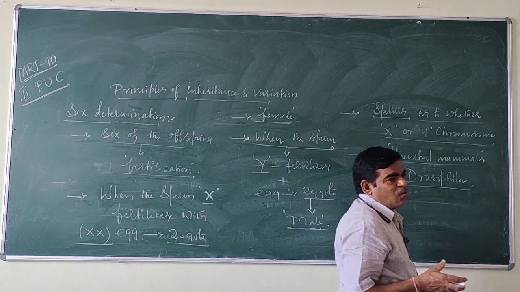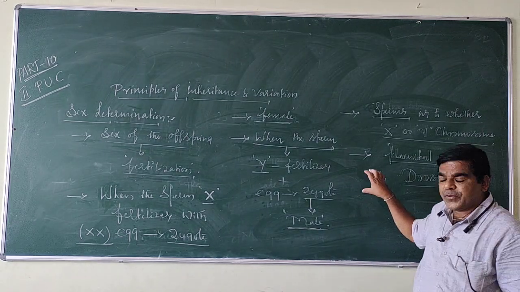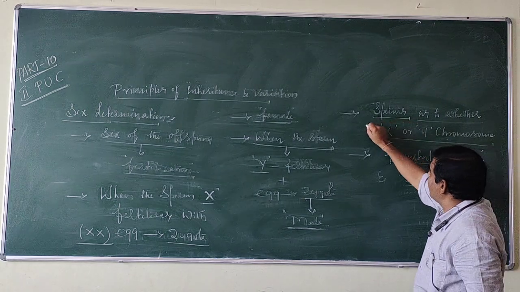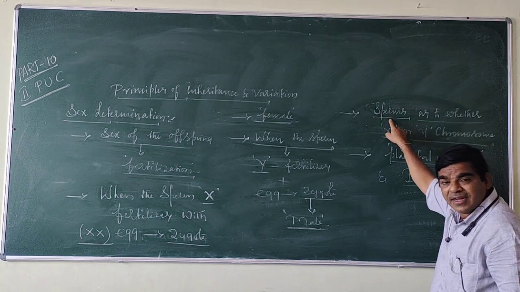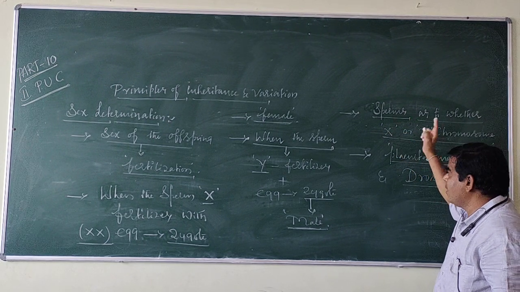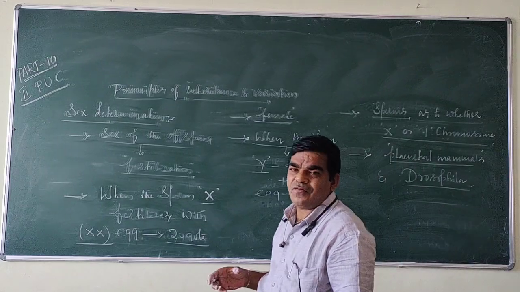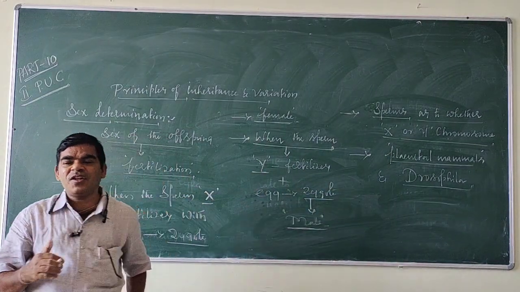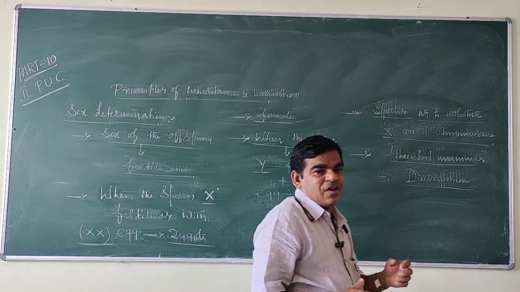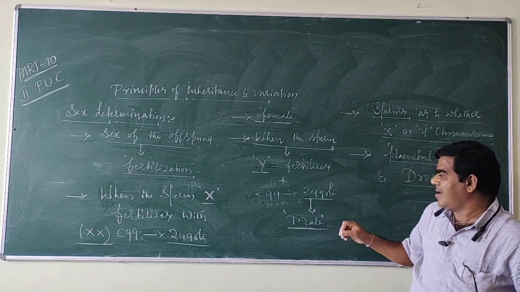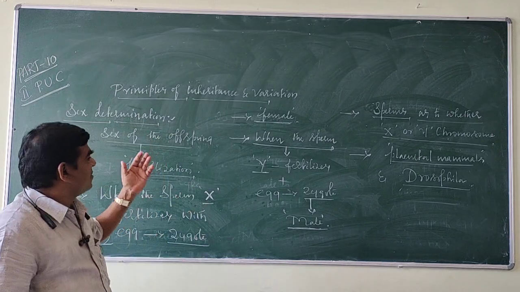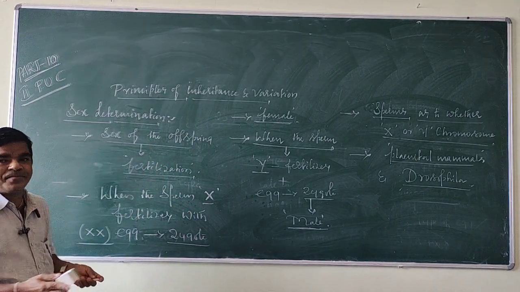So in human beings, the sex of the offspring is determined by the genetic makeup of the sperms, as to whether it contains X or Y chromosome. This type of sex determination is found in all placental mammals and also most of the insects like Drosophila melanogaster. Here this is about sex determination in man.